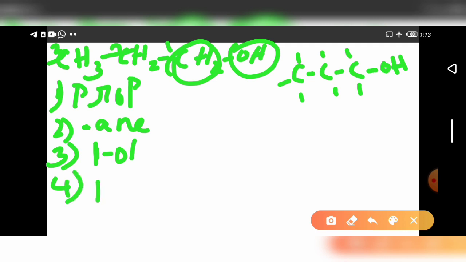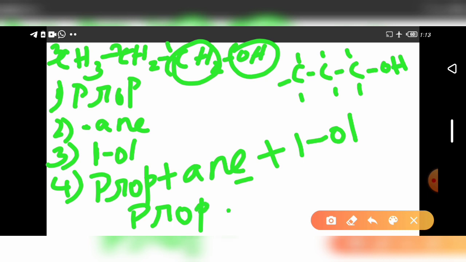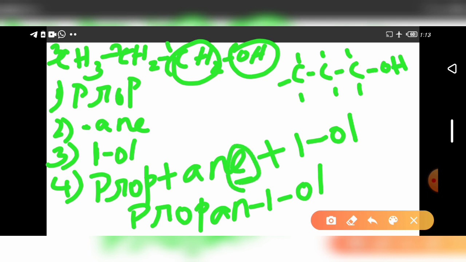That is prop plus ane. Instead of the final e of the primary suffix, you have to add 1-ol. So the name is propan-1-ol. That's all, the name of the compound. This is the fifth rule: remove the e of the primary suffix. That is rule number 5.